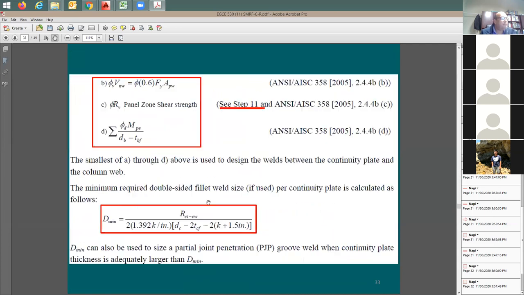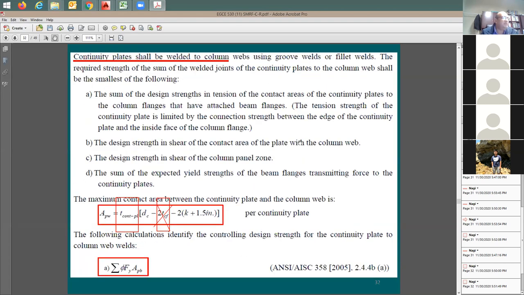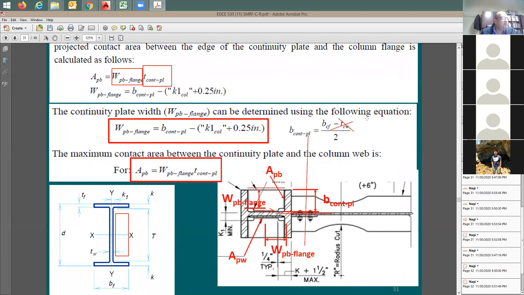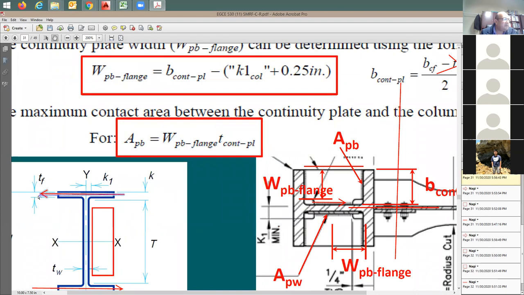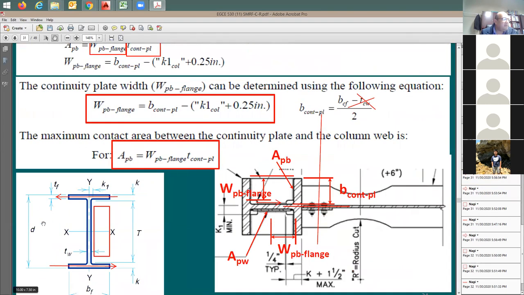It says here, in item D, if you take this moment capacity divided by the depth of the beam subtracting TBF, what is TBF? It's gonna be the thickness of the beam flange. As if you're taking from the center of the flange to the center of the flange. I'm just trying to understand the physical meaning of DB minus TBF. I'm gonna say it means the distance from the center of the flange to the center of the flange, when you have tension and compression here. So the clear distance would be equal to the total depth of the beam, DB, subtracting TBF, which means one half from the bottom, one half from the top.